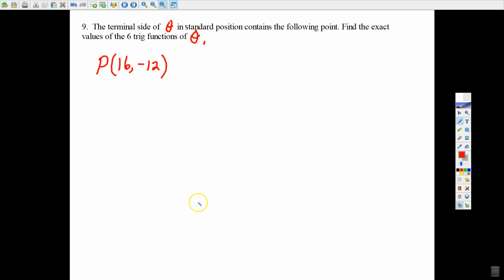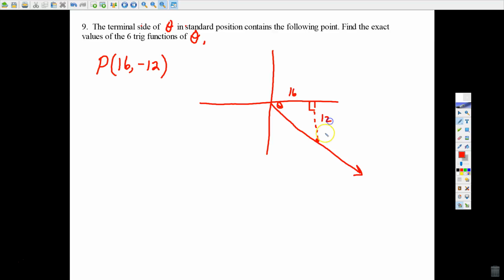Moving right along. The terminal side of an angle theta is in standard position. It contains the following point. So this would be on our coordinate plane. We'll just put 16, negative 12. That goes down here in quadrant 4. The terminal side of this angle goes through that point. We're just going to drop a vertical down so that we can make a right triangle. Here's theta. Theta is always near the origin. So the distance this way along the triangle, x, is 16, and the distance this way, the y, is 12. And what we don't know is the hypotenuse.